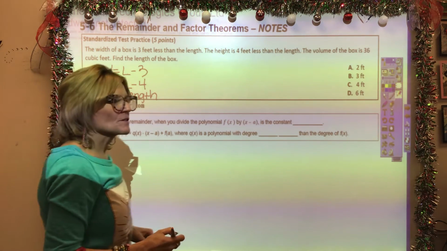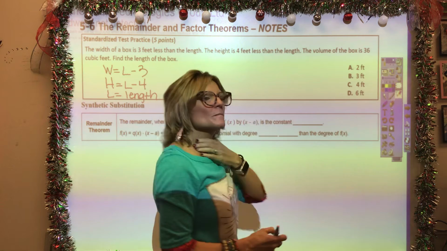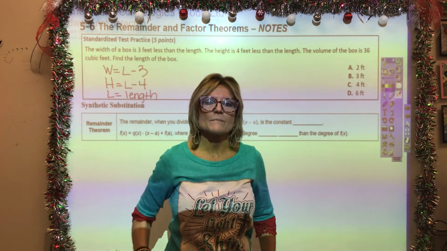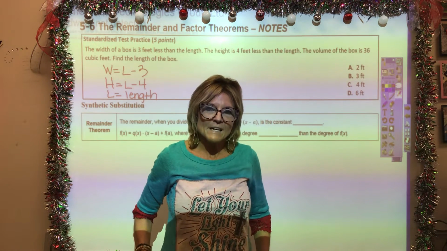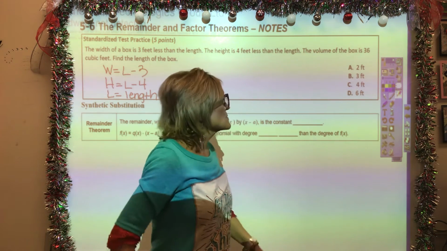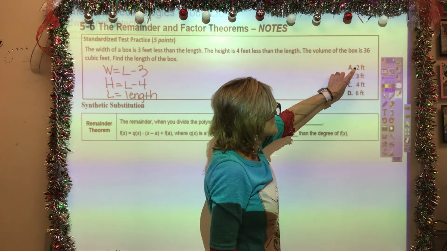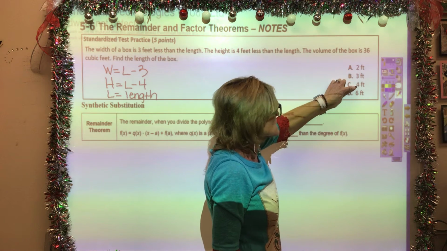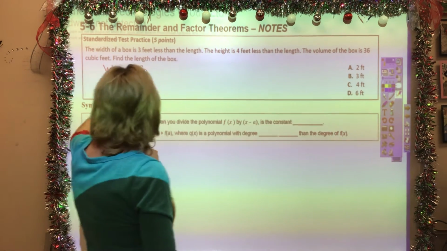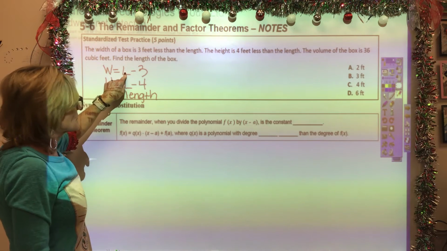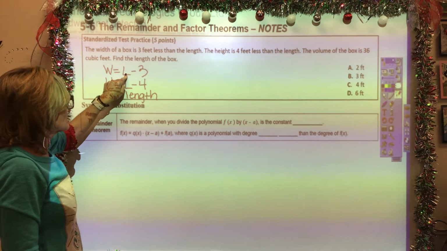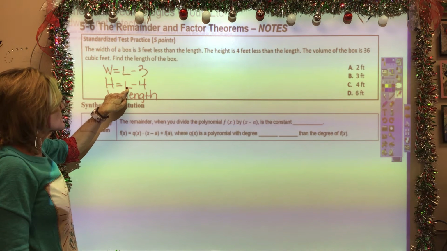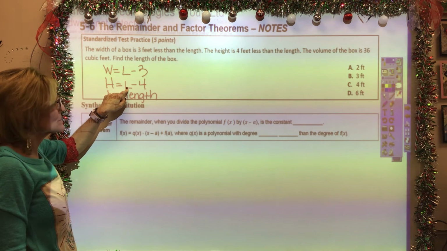So let me just tell you that this problem, we could make it really complicated or really easy. I would imagine y'all would like it to be really easy. And in that case, what you could do is you could take these values, specifically 2, 3, and 4, plug them in for the length. So if we plugged in a 2 here, our width would be -1. If we plugged in a 2 here, our height would be -2.